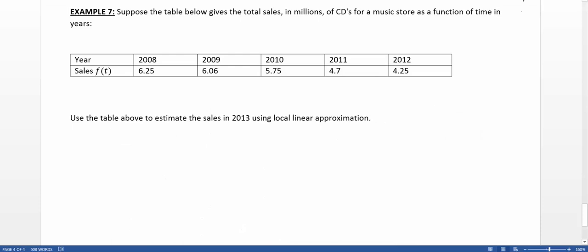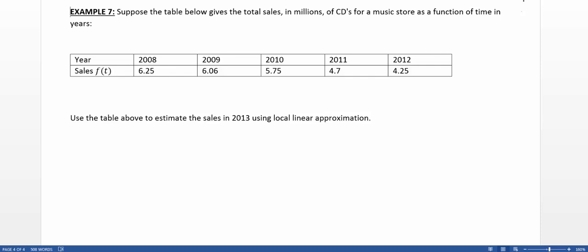Suppose the table below gives the total sales in millions of CDs for a music store as a function of time in years. So what this means is that in 2008, 6.25 million CDs were sold, whereas in 2012, only 4.25 million CDs were sold. We want to use the table above to estimate the sales in 2013 using local linear approximation.